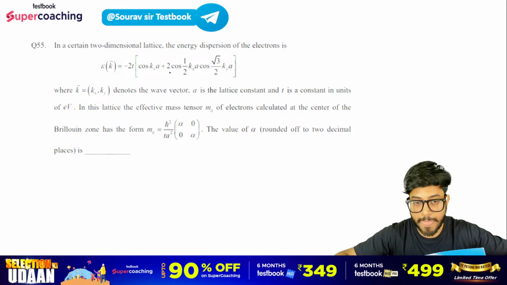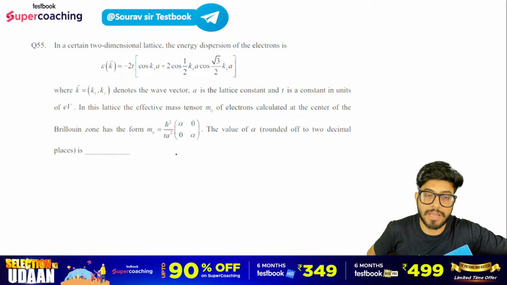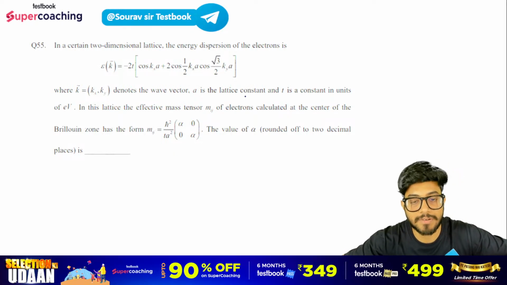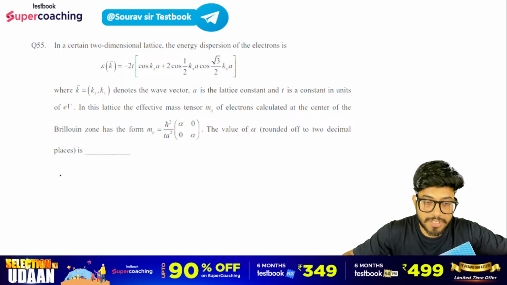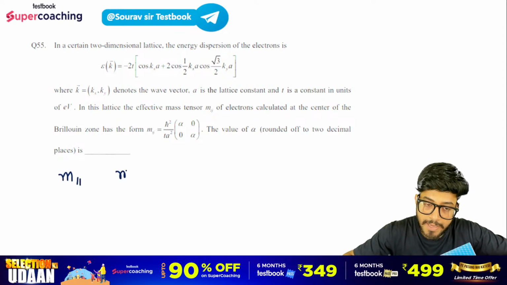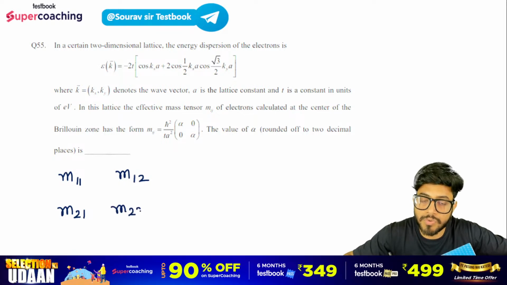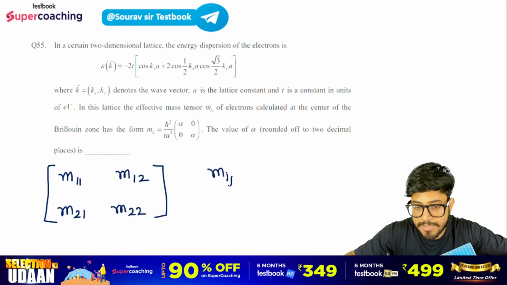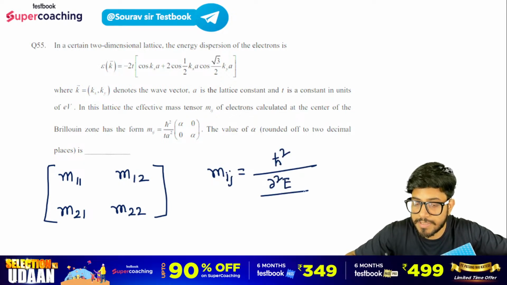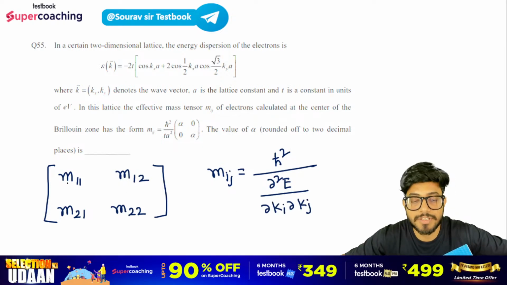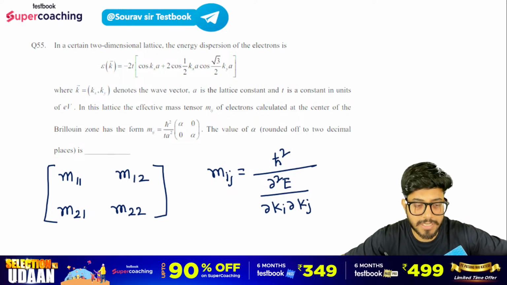So you see, it's a 2x2 matrix, right? It's a two-dimensional lattice, so it should be a 2x2 matrix. The first one is M11, then M12, then M21, then M22, right? And of course, you know that Mij is equal to h squared divided by the second partial differentiation of energy with respect to Ki and then Kj. So the first one is M11, that is with respect to K1, the second partial differentiation with respect to Kx.